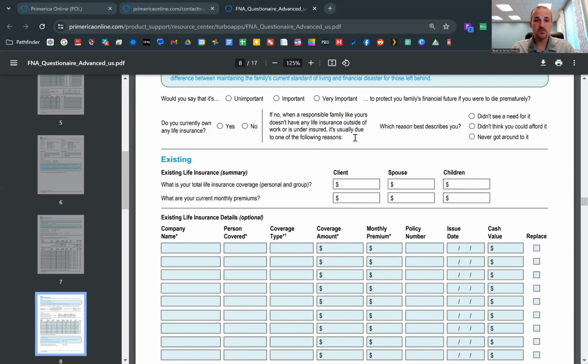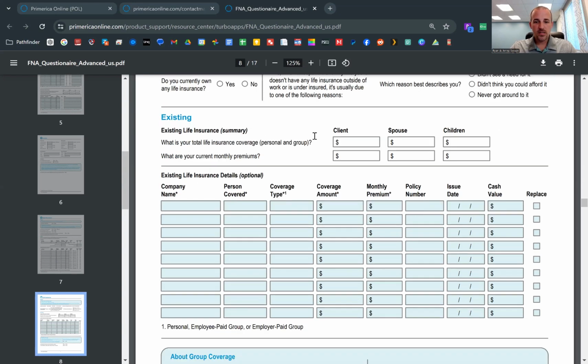They just thought it was too expensive, and you can easily show them that it's generally not very expensive to get what they need. Or they didn't see a need for it. This is usually going to be something you have to dig up and find out why they don't see a need for it, and help them see the value of it, again, it's more income replacement than just death insurance.